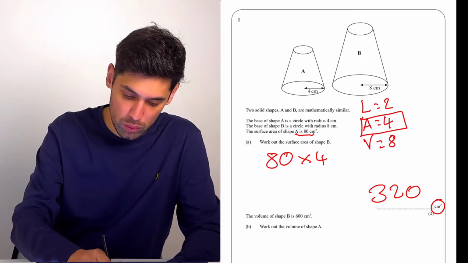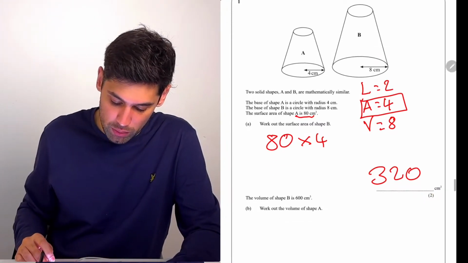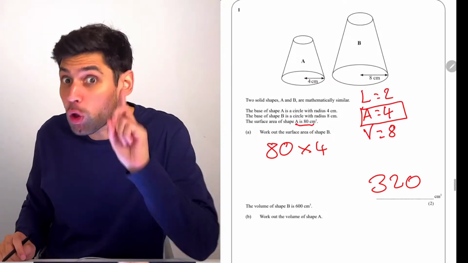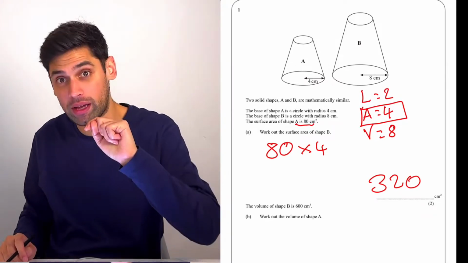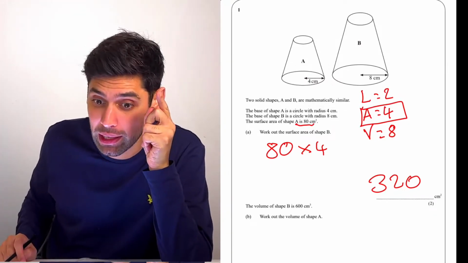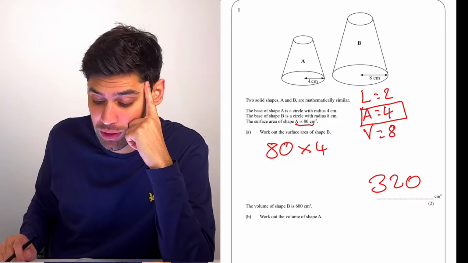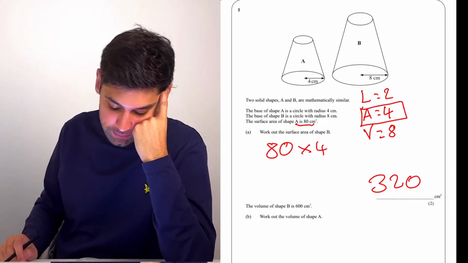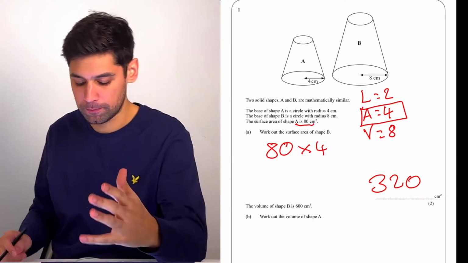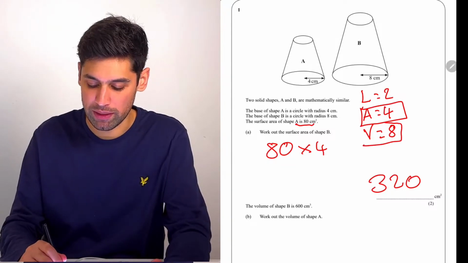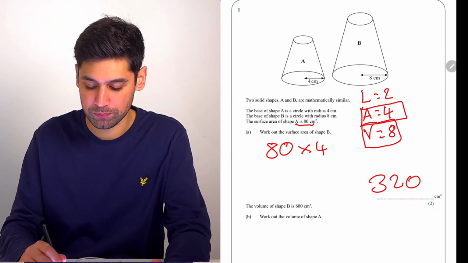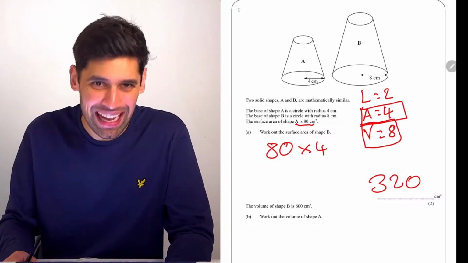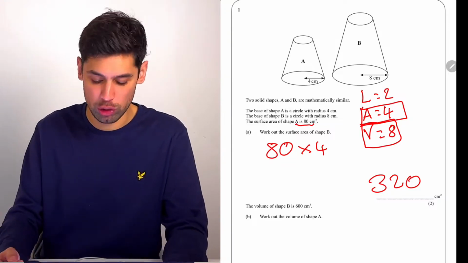Next up, we're told the volume of shape B. The volume of shape B is 600. Work out the volume of shape A. I wonder which scale factor we're going to be using for this one. Obviously volume. Trying to create some suspense there, but I think you guys already knew it. Going to be using a scale factor of 8 because we've already found it, it was 2 cubed.